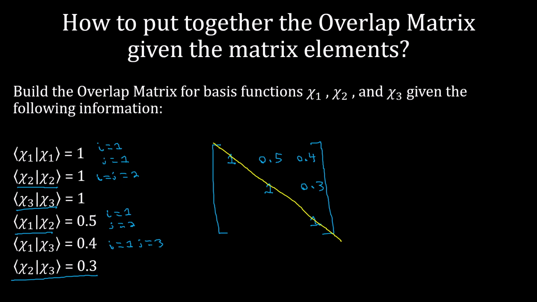So removing that, I'm going to leave that long diagonal there, but remember that everything on each side of the diagonal should be equal. So if chi1, chi2 is 0.5, then chi2, chi1, so row 2, column 1, should also be 0.5. And then by symmetry, we'll get that the bottom left is equal to the top right, so 0.4. And then we get that chi2, chi3 will be equal to chi3, chi2. So this is our final overlap matrix, and I'll also remove that diagonal.